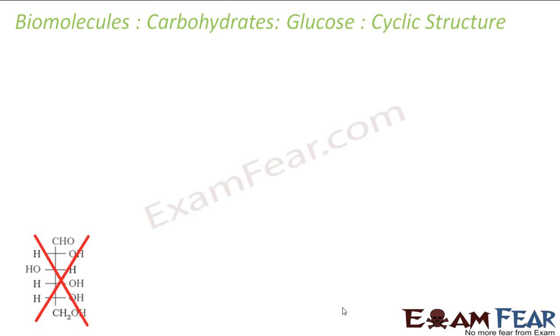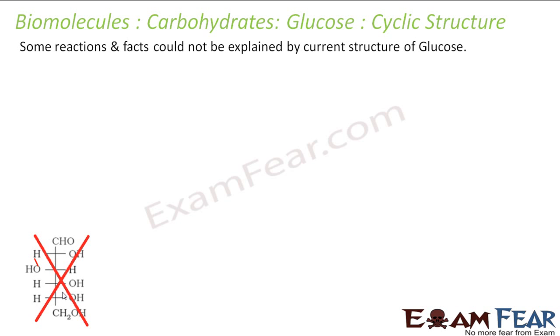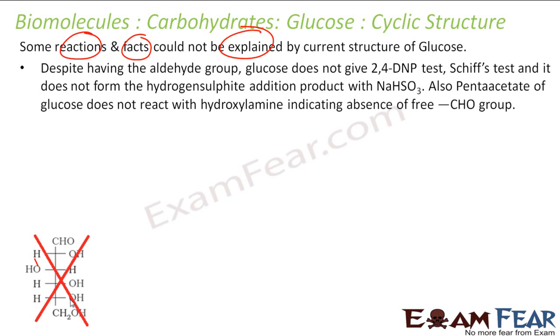Correct. Now we'll talk about the cyclic structure of glucose. Chemists have seen that the straight chain structure of glucose proposed till now does not satisfy a lot of observations which were seen for the carbohydrate, that is glucose. So it does not satisfy some of the facts, and some of the reactions cannot be explained by the current structure of glucose, because the current structure of glucose was this. So this was not able to explain the reactions and the facts about glucose.